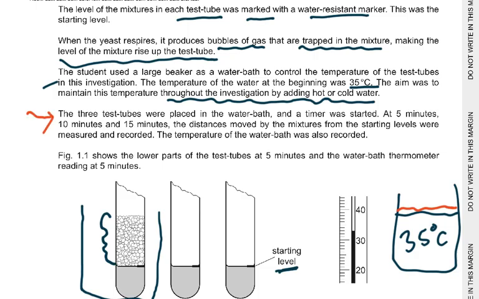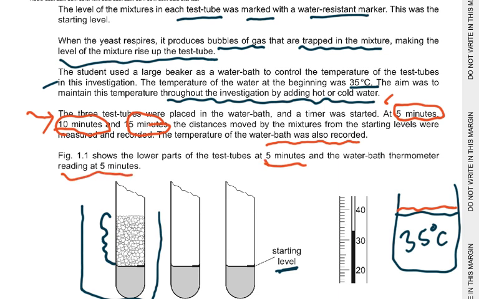Then it says the 3 test tubes were placed in the water bath and a timer was started. At 5 minutes, 10 minutes, and 15 minutes, the distance moved by the mixtures from the starting levels was measured and recorded. The temperature of the water bath was also recorded. Figure 1.1 shows the lower parts of the test tubes at 5 minutes and the water bath thermometer reading at 5 minutes.